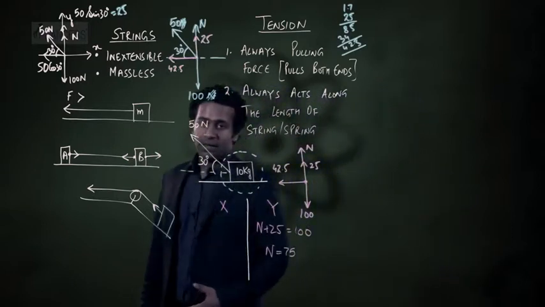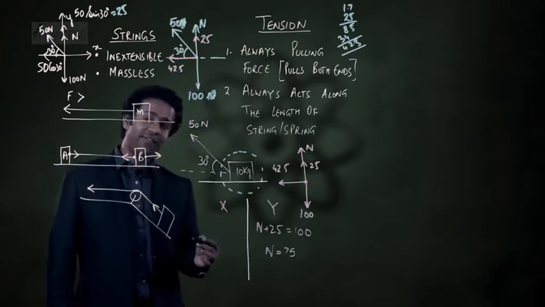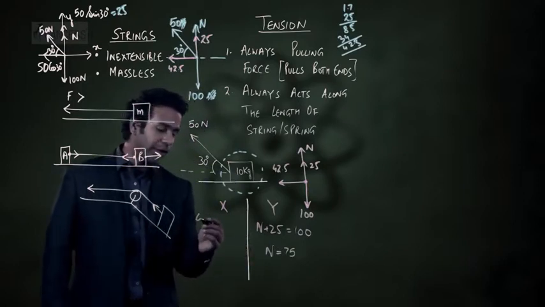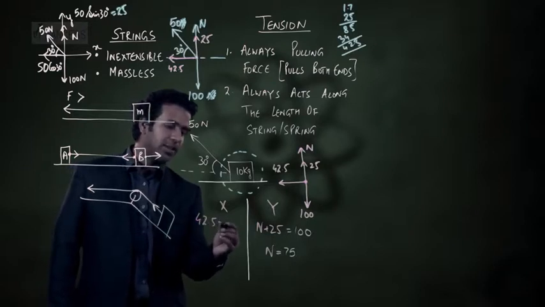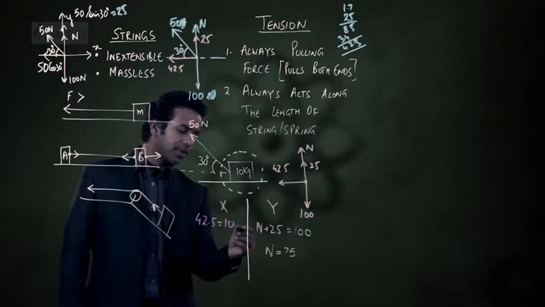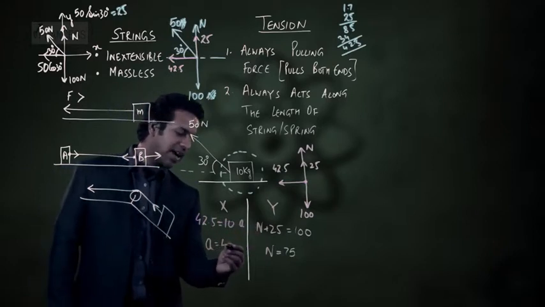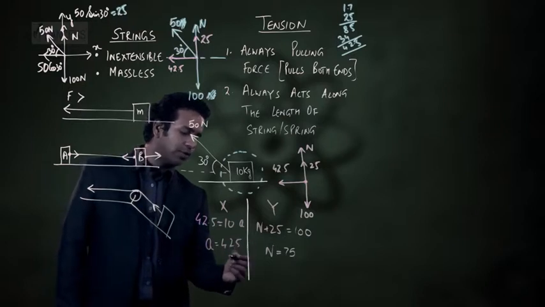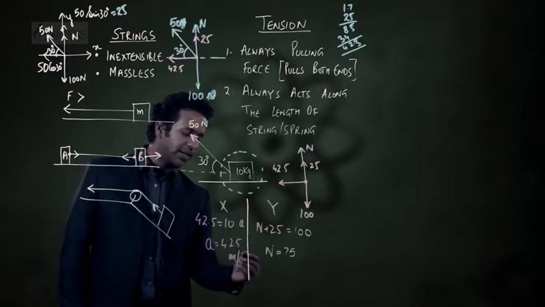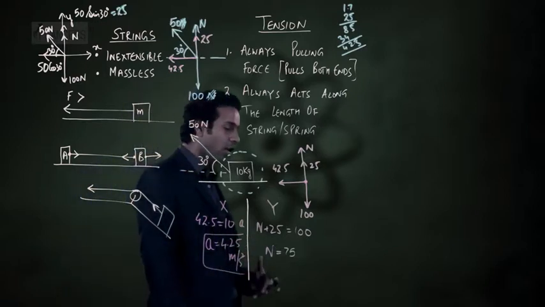For the horizontal, we'll once again write the second law of motion, that is F equal to ma. So 42.5 is equal to the mass, which is 10 kg, into acceleration. So we get the value of acceleration as 4.25 meter per second square. So this is the value of acceleration.